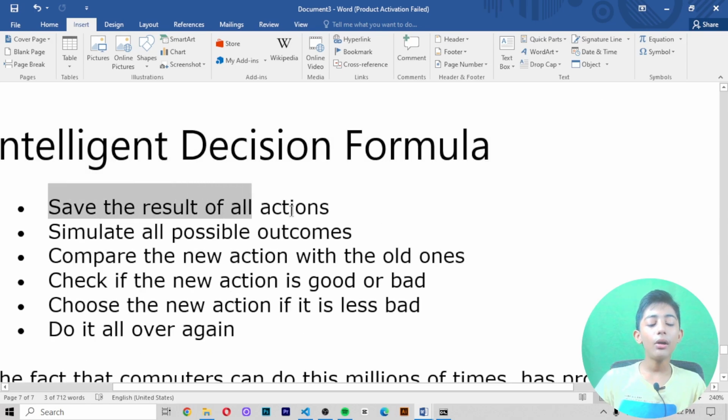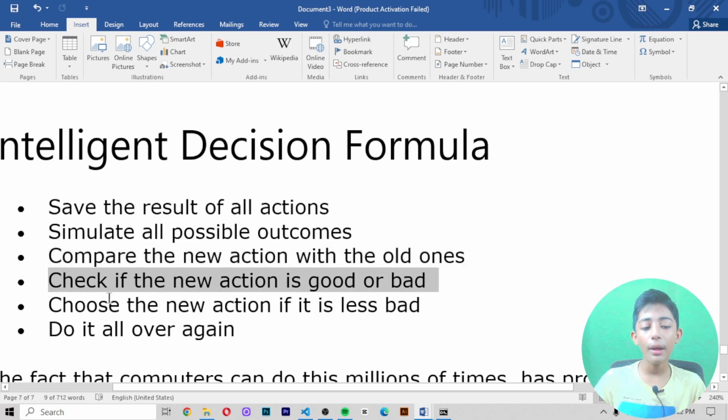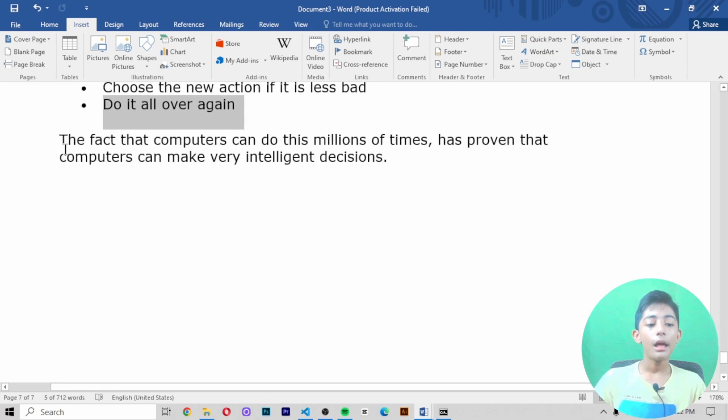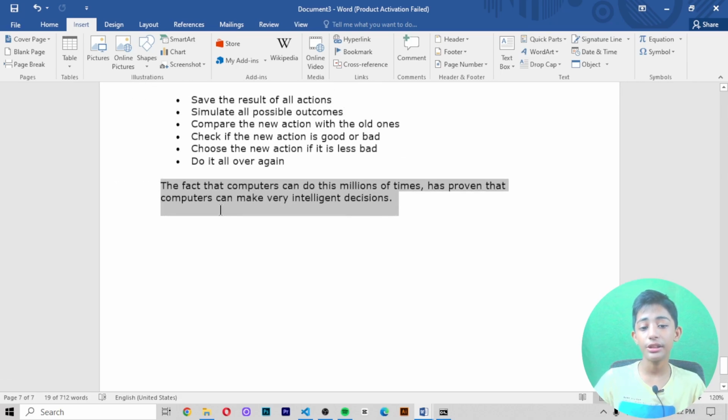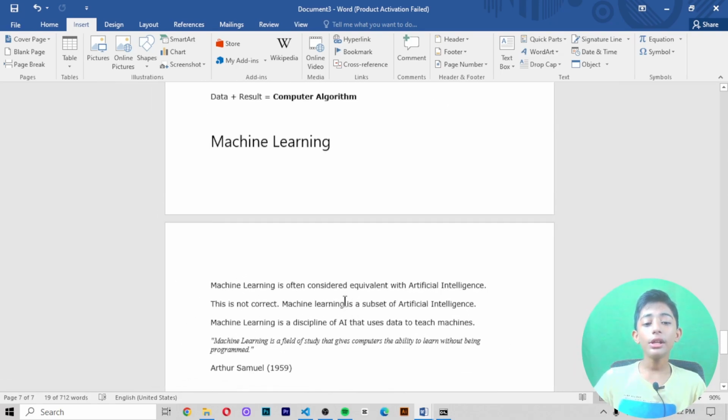Intelligent decision formula: save the result of all actions, simulate all possible outcomes, compare the new action with the old ones, check if the new action is good or bad, choose the new action if it is less bad, and do it all over again. The fact that computers can do this millions of times proves that computers can make very intelligent decisions.